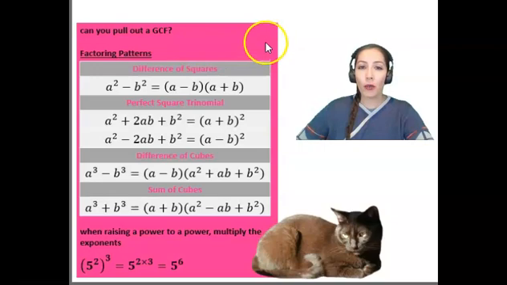She wants you to know that when you are factoring, ask yourself, can you pull out a greatest common factor? And then there are 4 factoring patterns that we're going to talk about: difference of squares, perfect square trinomial, difference of cubes, and the sum of cubes. And when you are raising a power to a power, you multiply the exponents together.